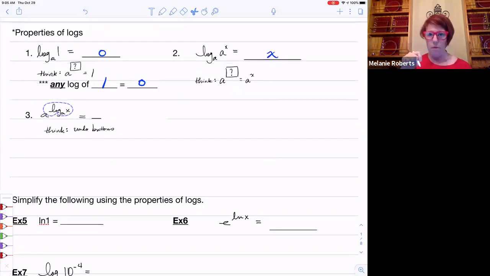But your logarithm is your exponent. So again, notice that they have the same base. They both have a base of a, and so they're undoing each other. So we would say then that this is equal to 5.